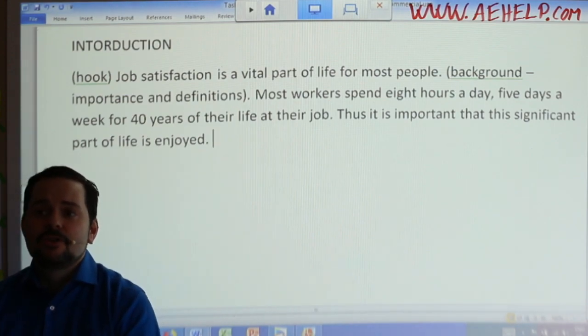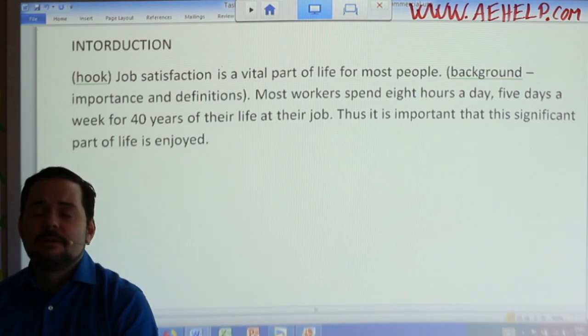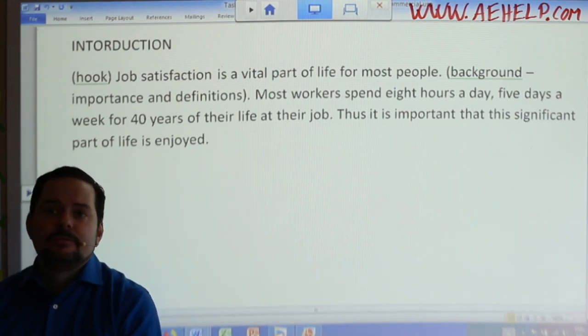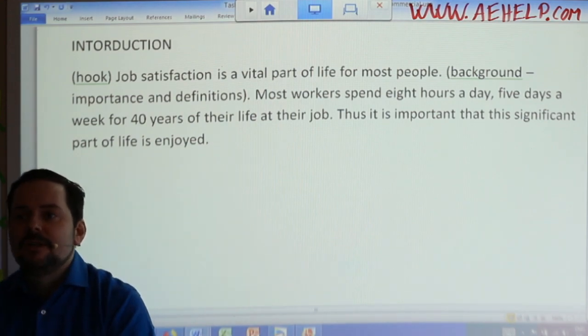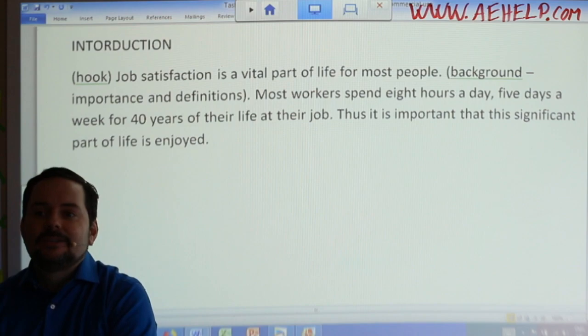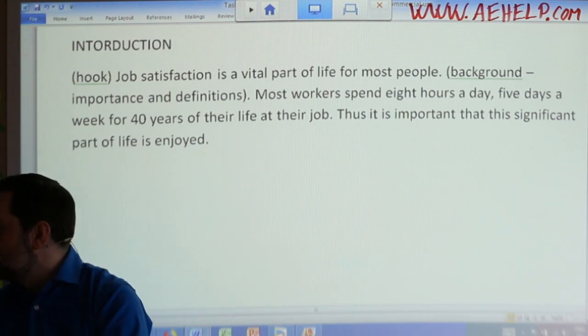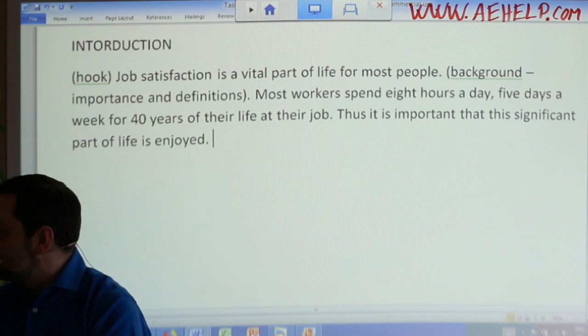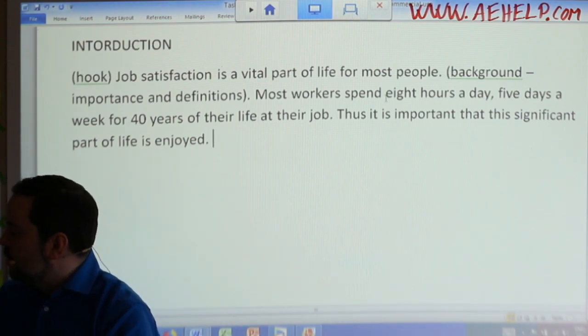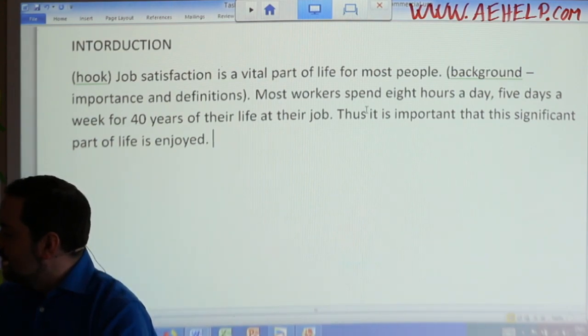Yeah, and if you really enjoy your job, sometimes people will spend even more time because they don't want to retire. They love their job. They love what they do. So anything from 30, 40, 50 years, there's no exact time. There's no perfect time. But just say a big number. 30 years, 40 years, it's okay. So most workers spend 8 hours a day, 5 days a week for 40 years of their life at their job. Thus, it is important that this significant part of life is enjoyed.